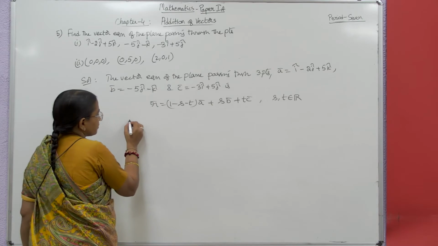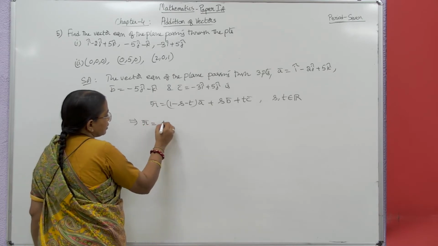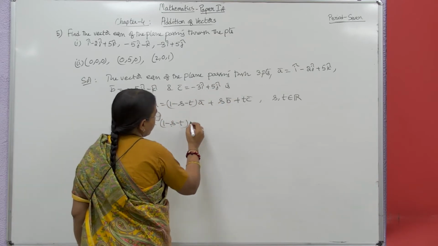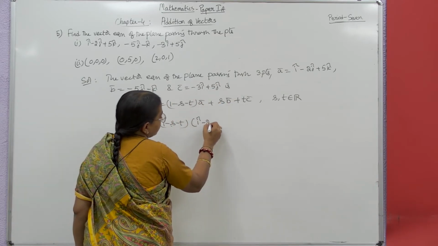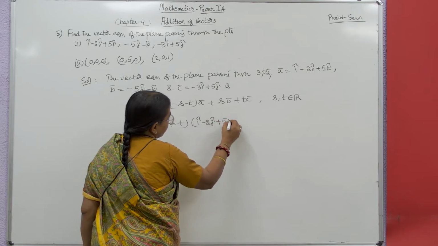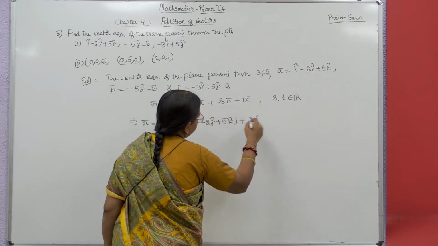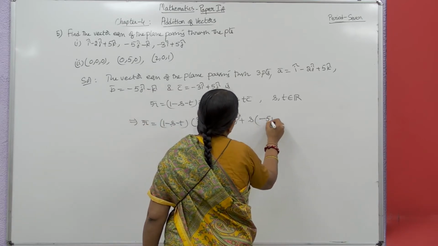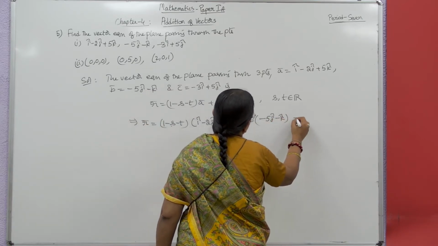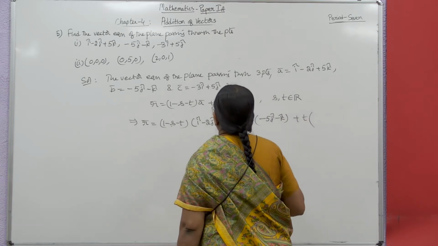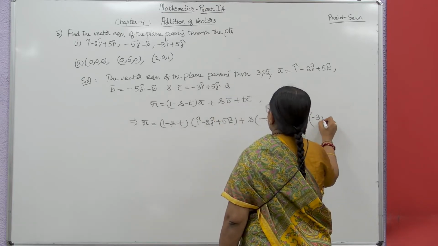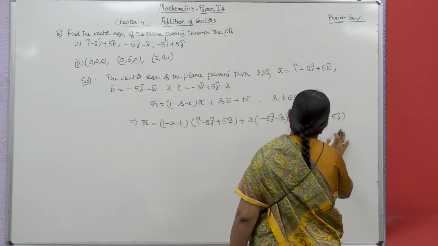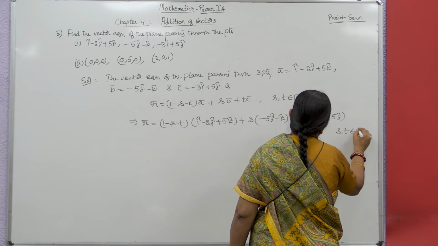Okay. Now we'll substitute. So the answer is r is equal to 1 minus S minus T into the A point, you must substitute: I minus 2J plus 5K, plus S into the B point. What is the B point? Minus 5J minus K. And then T into the C point. The C point is minus 3I plus 5J. That's all, where S and T are real numbers. This is your answer.